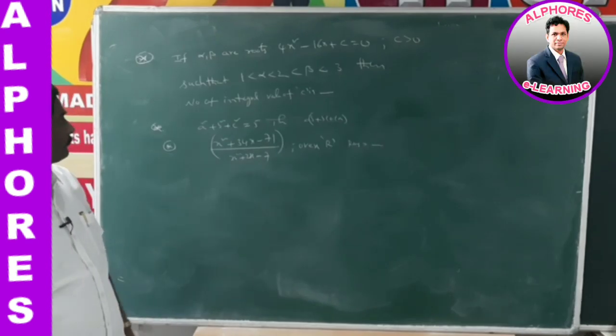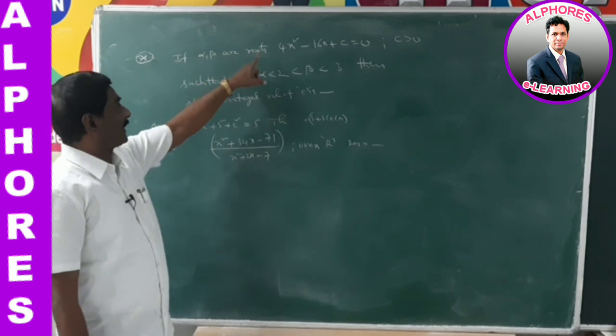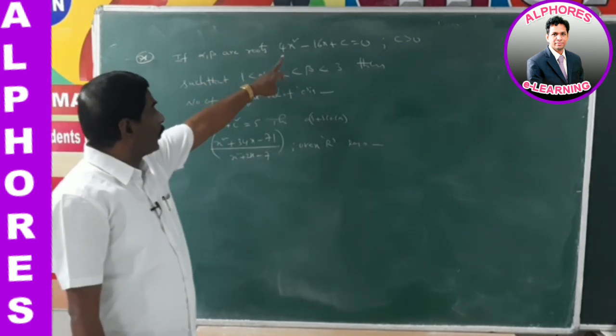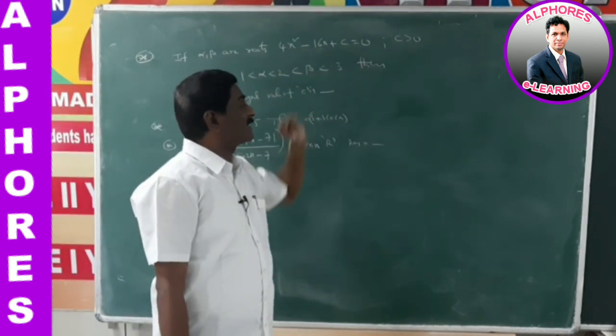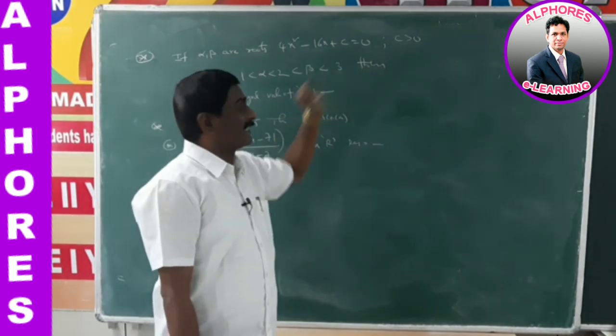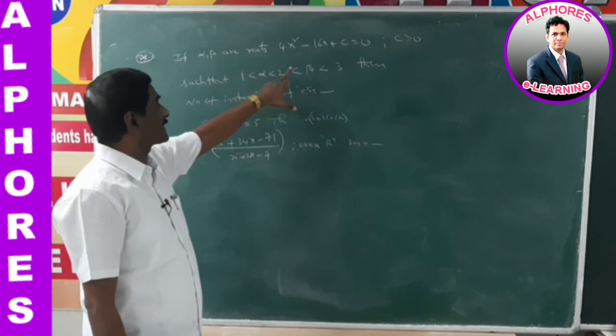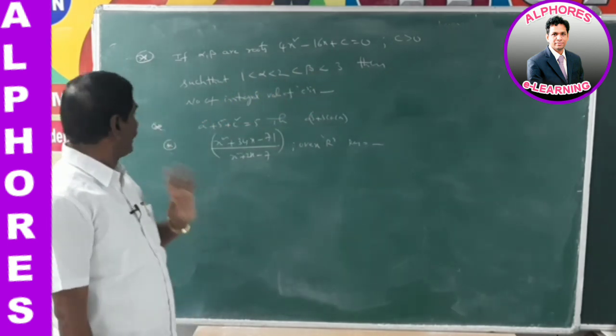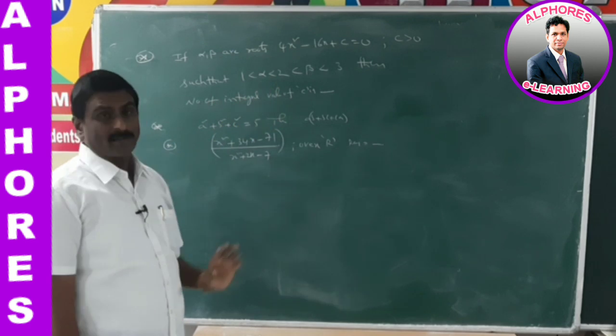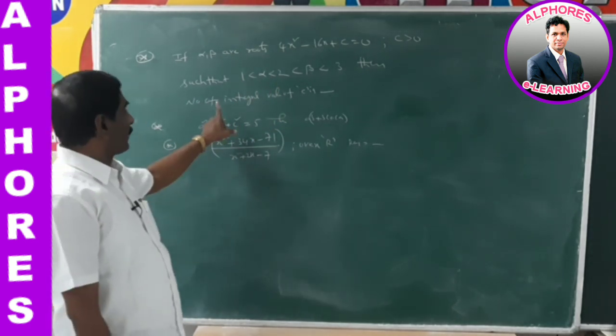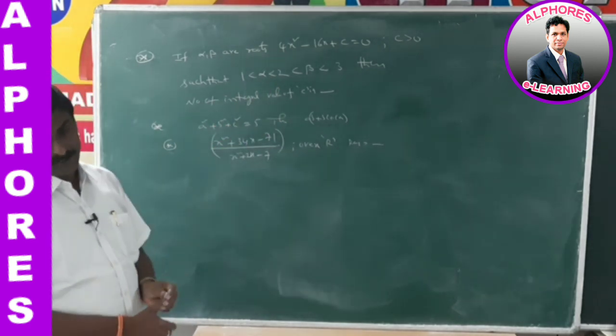Okay. Problem. If alpha, beta are roots of 4x² − 16x + c = 0, c greater than 0, such that 1 < alpha < 2 < beta < 3, then the number of integral values of c is dash.